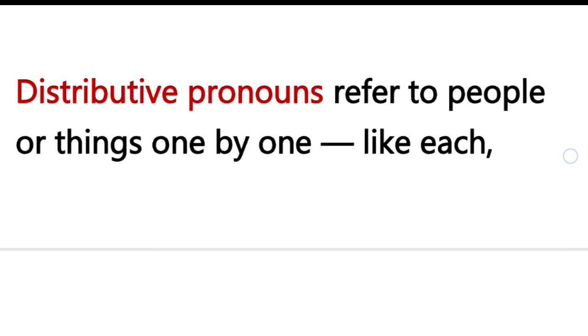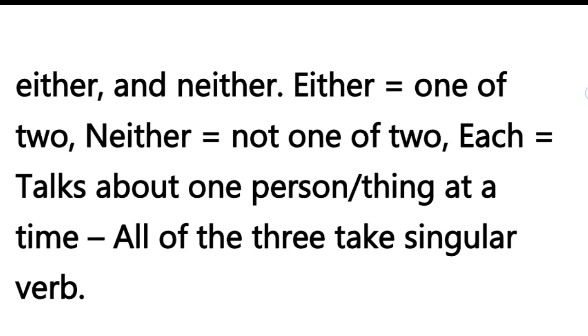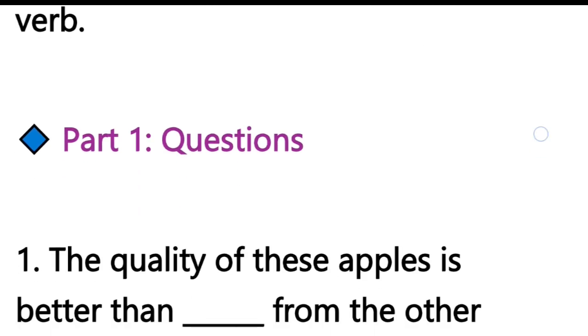Distributive pronouns refer to people or things one by one, separately, like each, either and neither. Either means one of the two, neither means not one of the two. We are not selecting any of the two. Each always talks about one person or thing at a time. And with all of these pronouns, either, neither and each, they always take a singular verb.